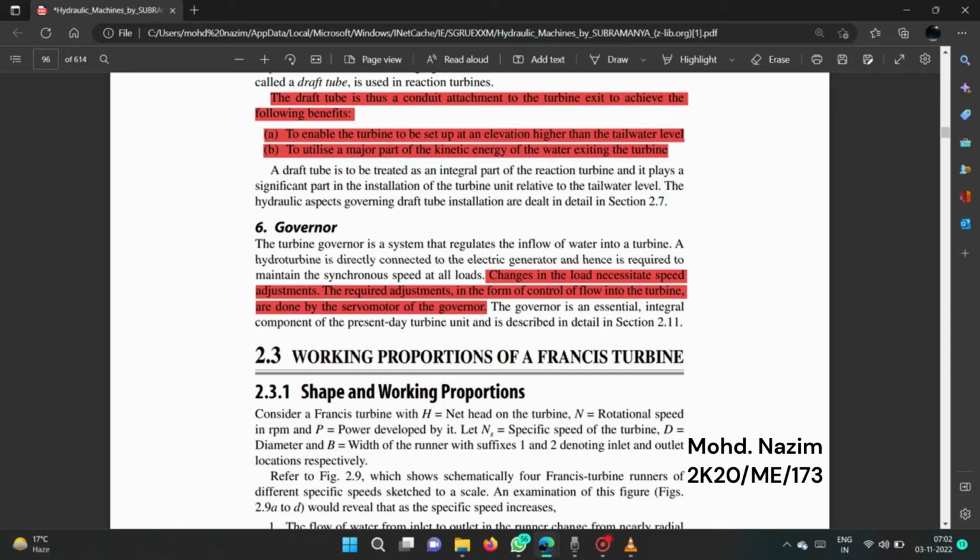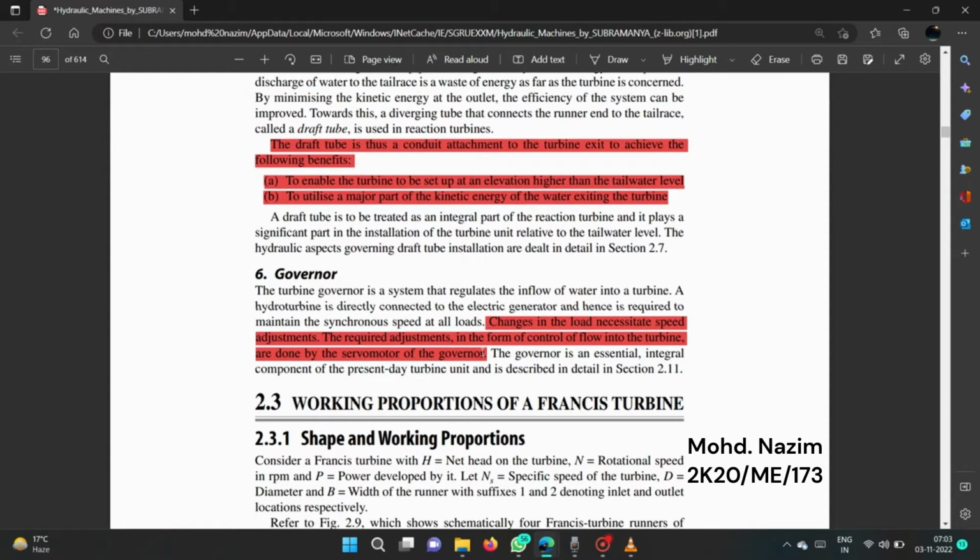The governor used in a hydraulic turbine should be very strong as it deals with water coming at a very large force. That is the importance of the governor in the Francis turbine.